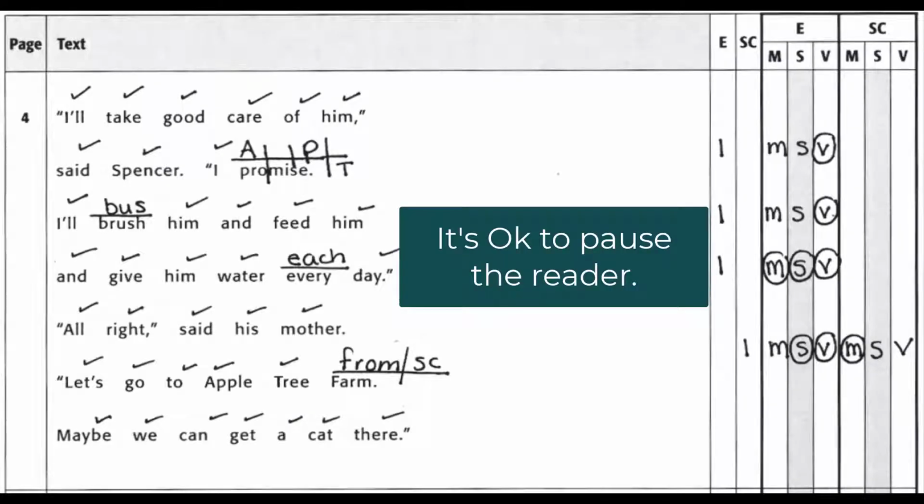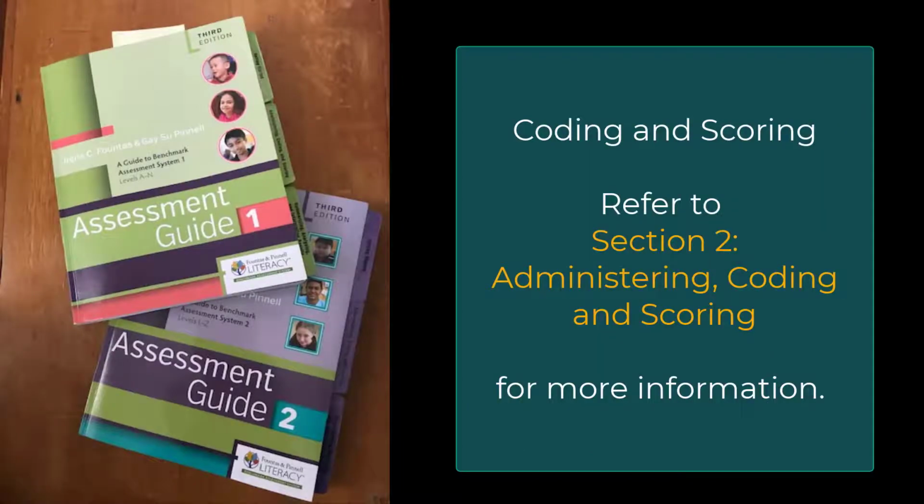With especially fluent readers, you may get behind in your coding. If you get very far behind, ask the reader to stop and wait a moment at the end of the page. Or, if the coding is mixed up, ask the student to start over at a good point. For more information about coding and scoring, refer to the Assessment Guides, Section 2, Administering Coding and Scoring.